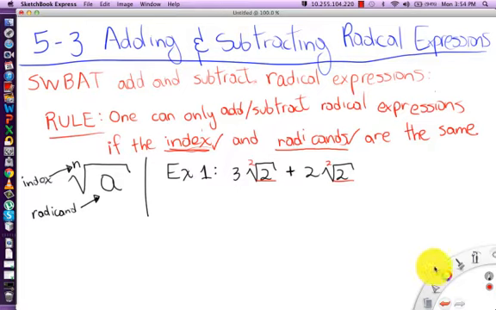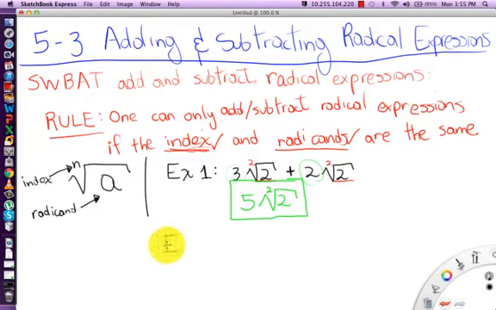At this point, all you're going to do is take a look at the numbers in front. And you're going to do what's a 3 plus a 2? Correct answer is 5. And you're going to leave the other two as they are. So that's the most basic example I can give you. Here's another one.